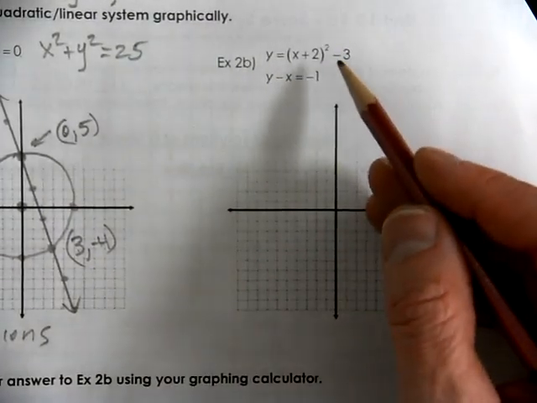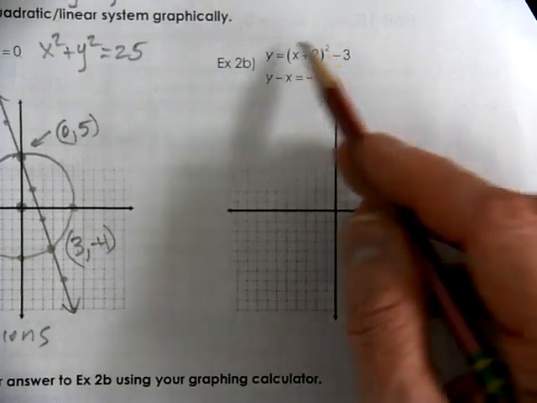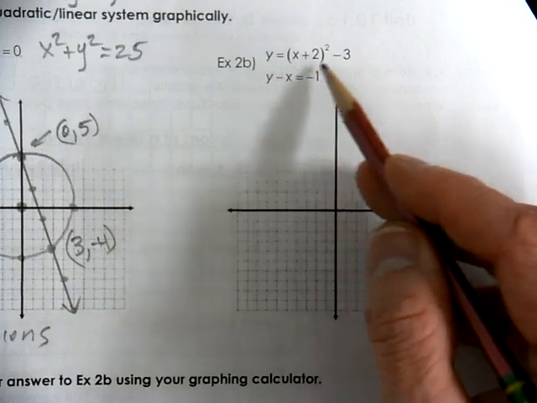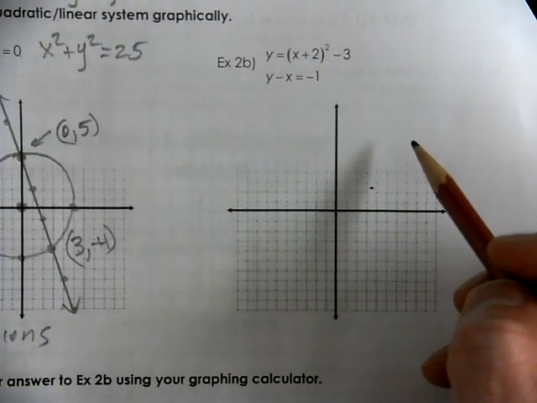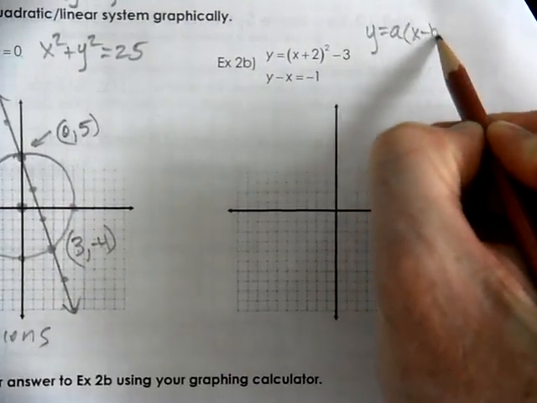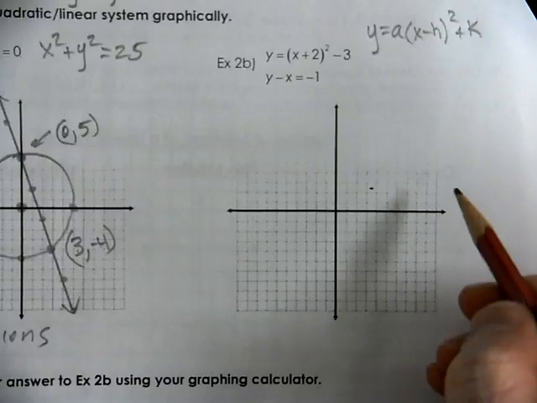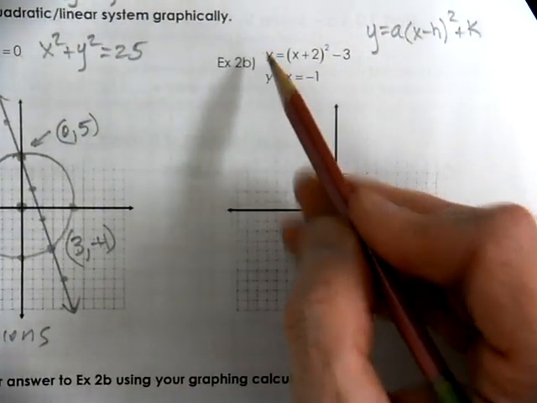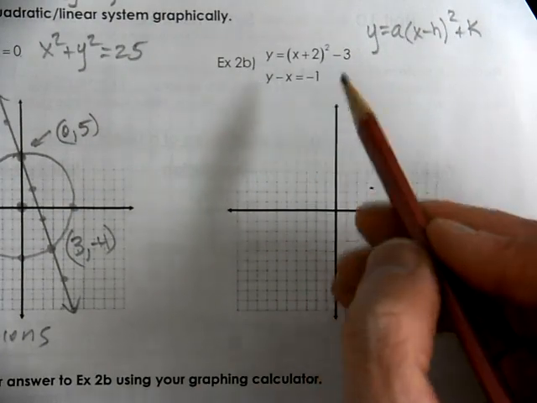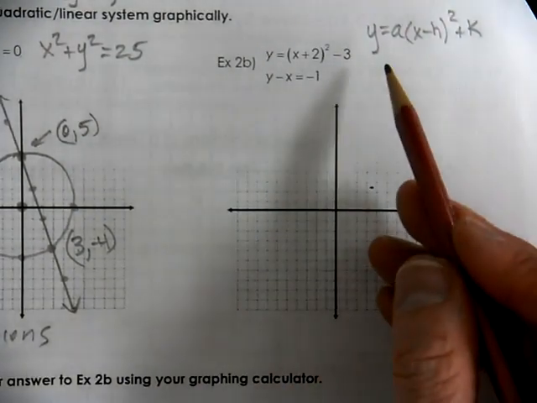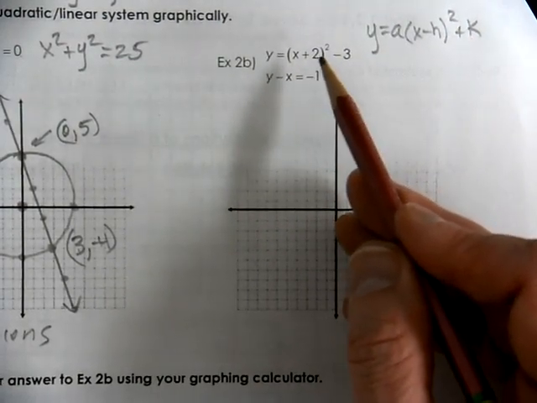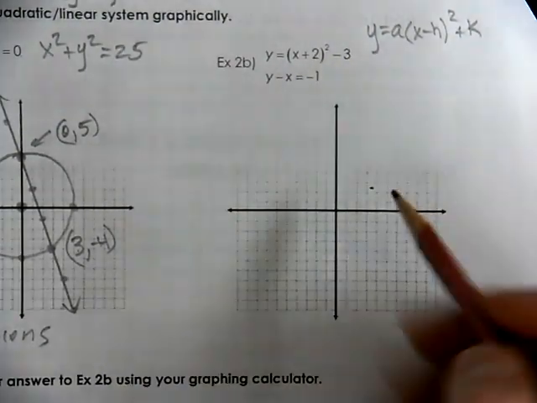Okay, what shape is this? What equation? What shape does that make? It makes a parabola. Y equals a times x minus h squared plus k. It's not a circle because it's not x squared and y squared. It makes a parabola, which is a U shape. So we need to look at the vertex, which is always the opposite: negative 2, negative 3.